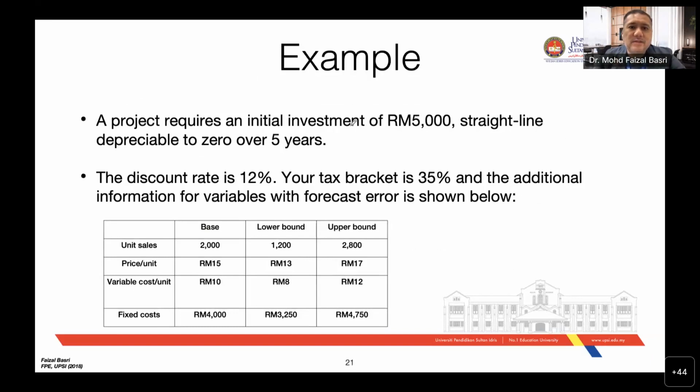Again, a project requires an initial investment of 5,000 ringgit. So this is our initial cost. Using the straight line method, you depreciate to zero over 5 years. So similarly, our depreciation would be 5,000 divided by 5 years, so our depreciation per year is 1,000 ringgit. The discount rate or the rate of return, K, is 12%, and your tax rate, T, is 35%. And these are additional information. Same as before, it has a lower bound and upper bound, but different price, unit sales, VC and also FC.